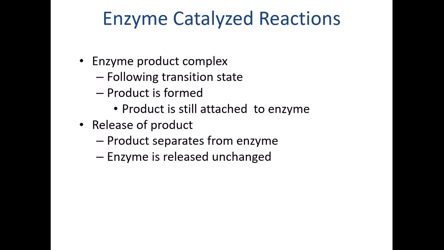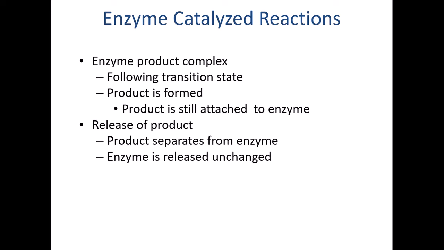Okay, so from there, once the transition state has entered and we now start to form the product, we now get the EP complex, right? If you go back to your original diagram there, we're going to be at the EP complex. So this follows the transition state. At this point, the product is formed, but it is still attached to the enzyme. Okay, so that we're going to call the EP complex.